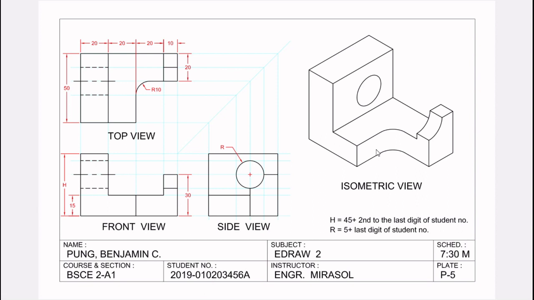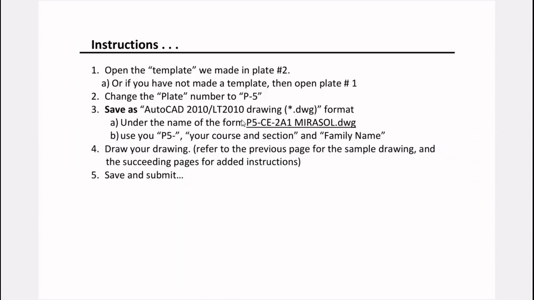Okay? So, as usual, these are the instructions. We will still use a template we have used in plate number 2. Then we will change the name to P5. Then save it to the new name. Okay? Then draw the drawing.